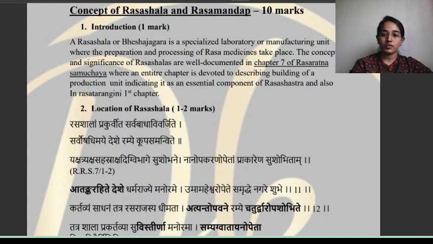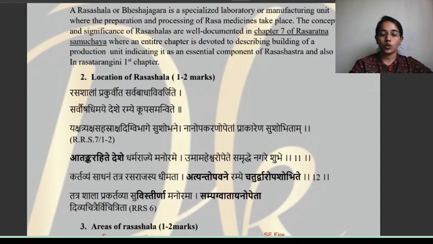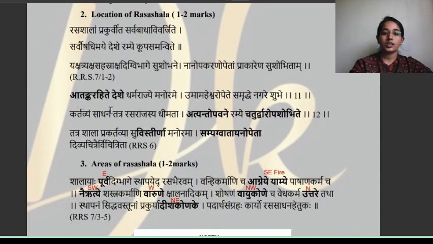Okay, if you have studied this sloka, then you can quote this. Otherwise, there is a sloka from the previous chapter, Rasaratna Samuchaya 6th chapter, where the Acharya has also quoted the features of a land where the Rasashala should be built. That is: atanka rahite deshe, dharmike rajye manorame, uma maheshwara bhede, samrade nagare shubhe, and so on. But if you have not studied the sloka, it is well and good; otherwise, you can simply quote these words.